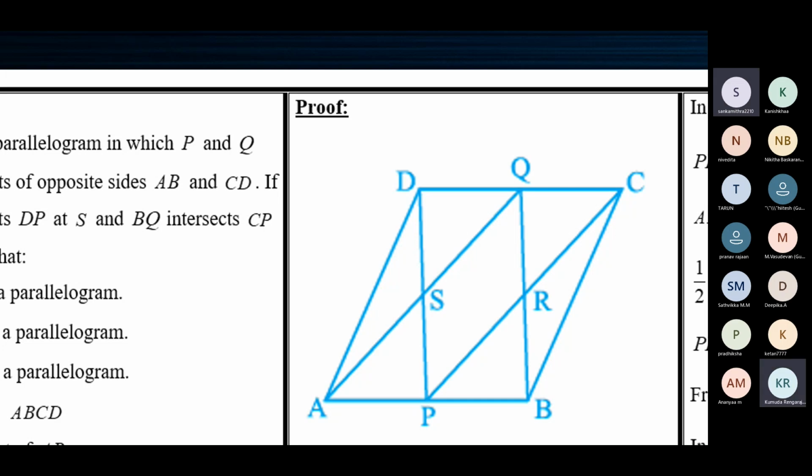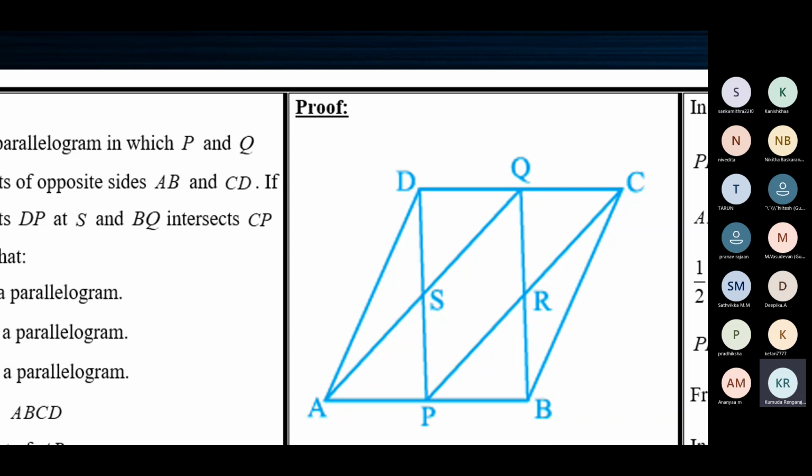What are the two halves of AB? AP and PB. And what are the two halves of CD? DQ and QC. So for half of AB, you should choose it correctly. Half of AB is AP or PB. Half of CD is CQ or DQ.